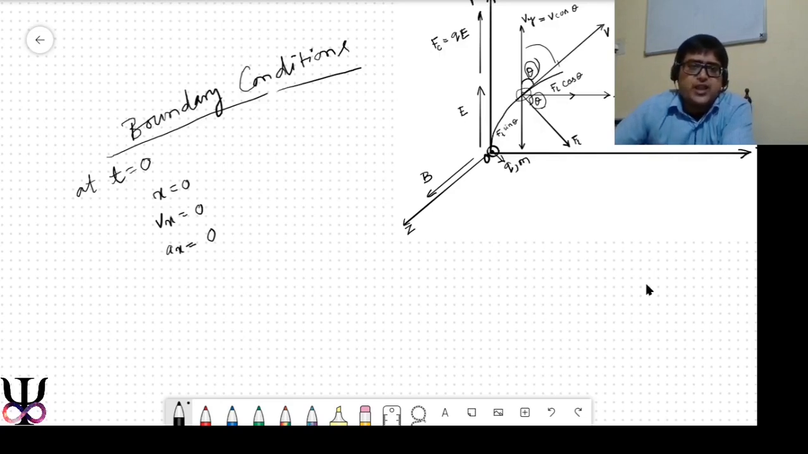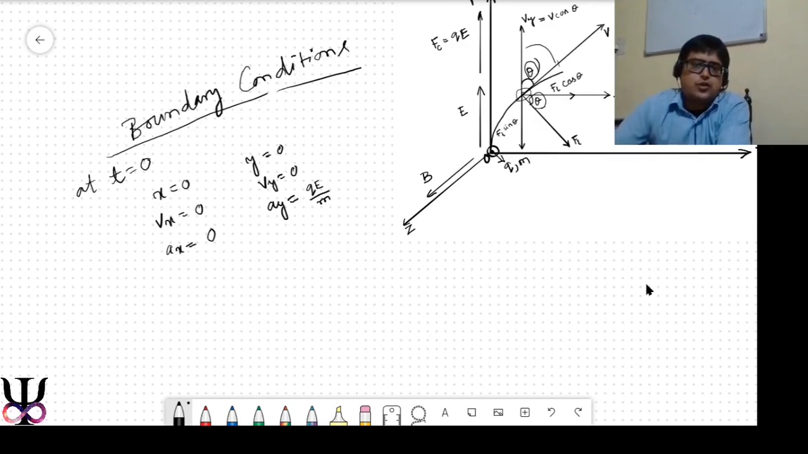As I said, initially y is also 0 because the particle is at origin, and Vy is also 0 because the particle is at rest. Ay is not 0 because there is an electric field along the positive y, and the moment the particle is released, the electric field will start accelerating the particle by imparting a force. The force is q times E, and when you find the acceleration, you divide by the mass, so Ay is qE by m.